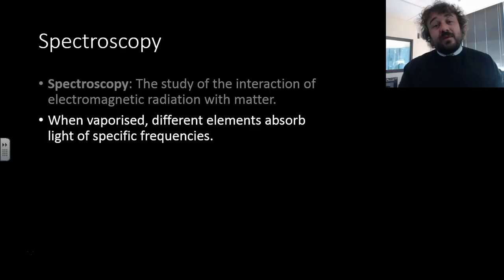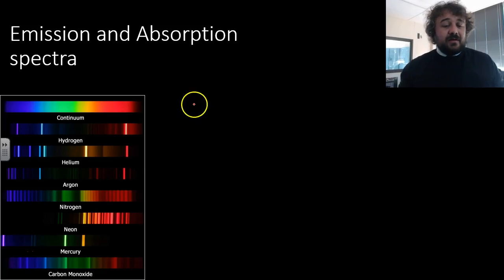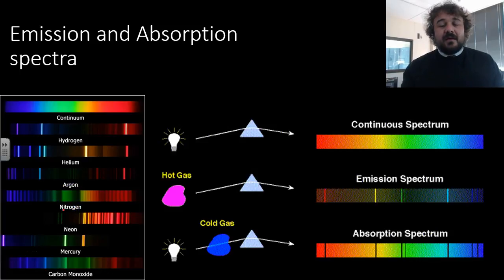So basically, when we vaporize elements, so when they are a gas, different elements absorb different frequencies, and they are very, very specific to each element. So if we look at our emission and absorption spectra, this is the continuum of all visible light, and we can identify each atom by its emission spectra. However, absorption spectra is the same sort of thing.